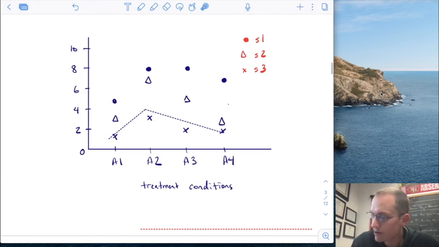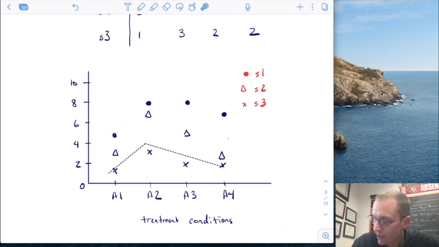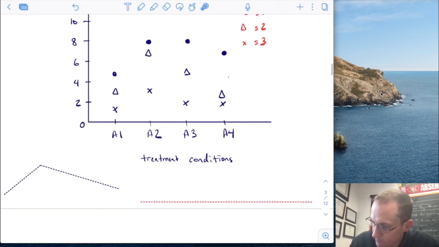You might have seen a pattern similar to that going on, not only for subject. Let me do this right here. Hang on one second.